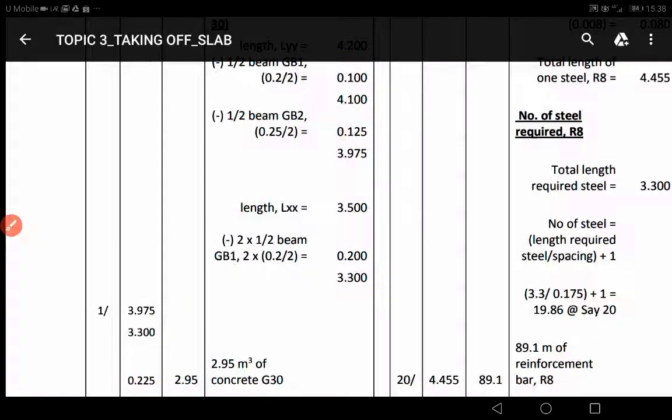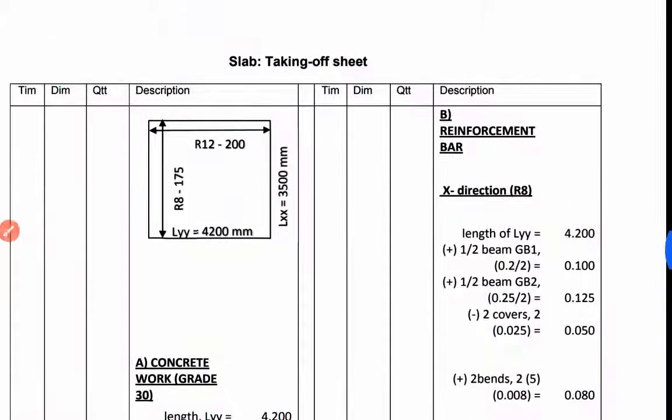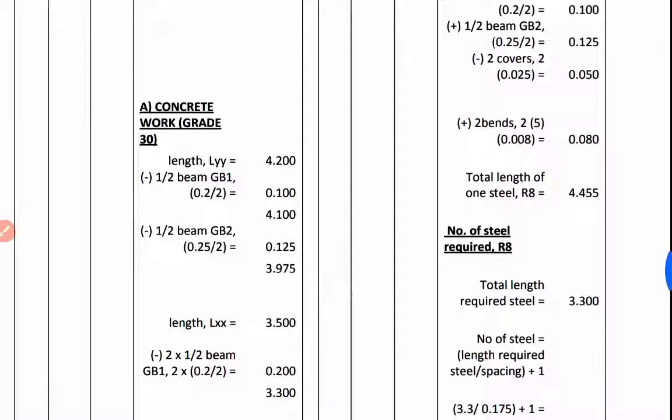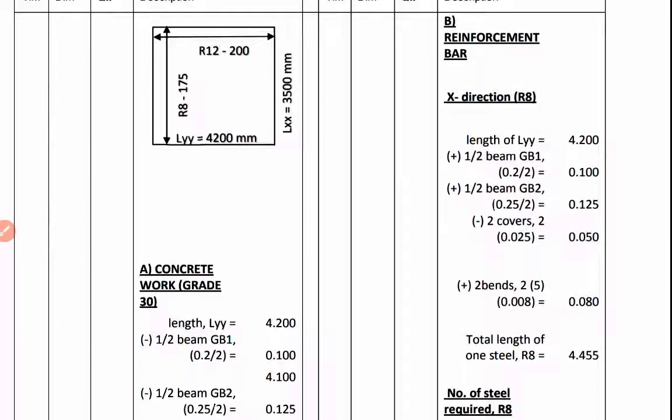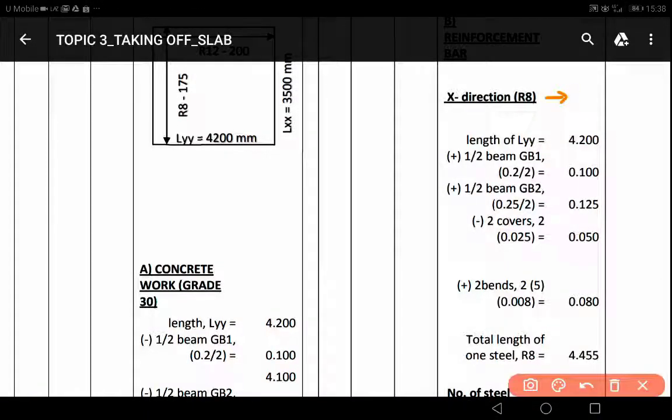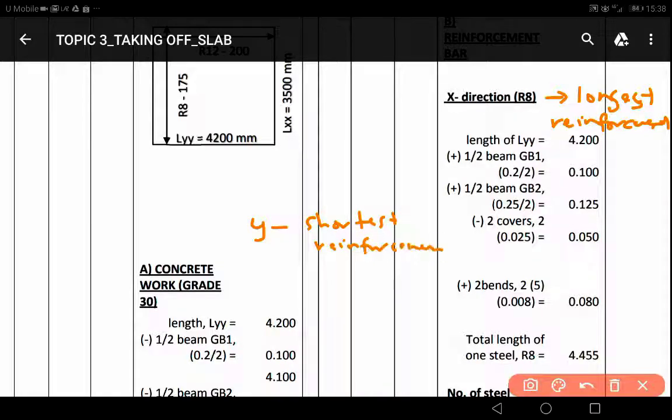Next, we move to the reinforcement for the slab. Basically we have X direction and Y direction. So how to determine whether it is X direction or Y direction? Basically, X direction is for the longest reinforcement, and Y direction is for the shortest reinforcement. Right, so students need to remember this. X direction means that your reinforcement is long, Y means that your reinforcement is short.